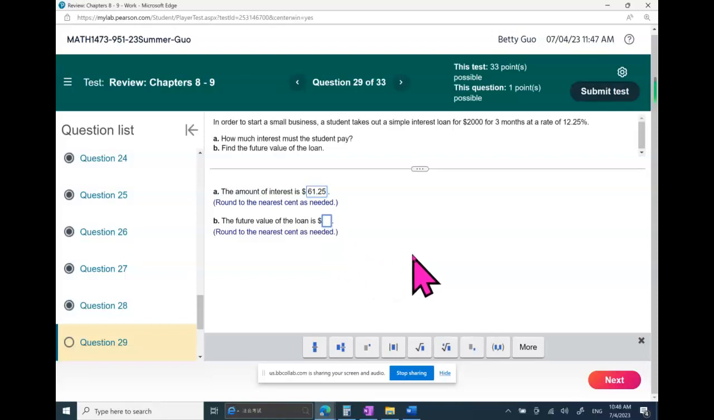And the future value of the loan. For the future value of the loan, you just need to add the interest on top of the money you owe. You owe 2,000, so you're going to pay back both principal and the interest in 3 months. Round to the nearest cent. So 2,061.25.